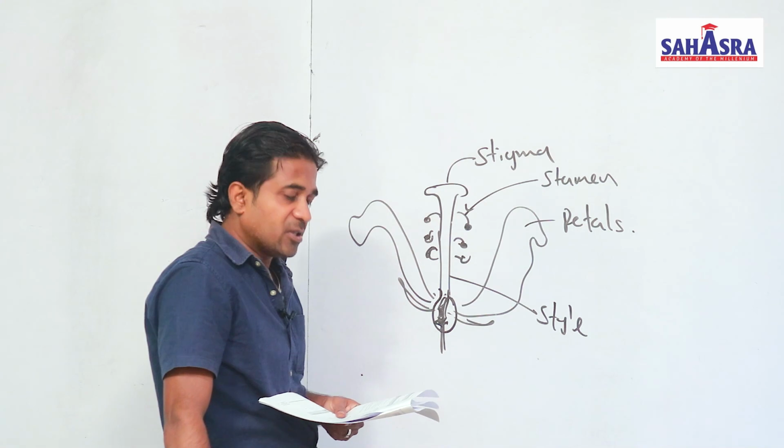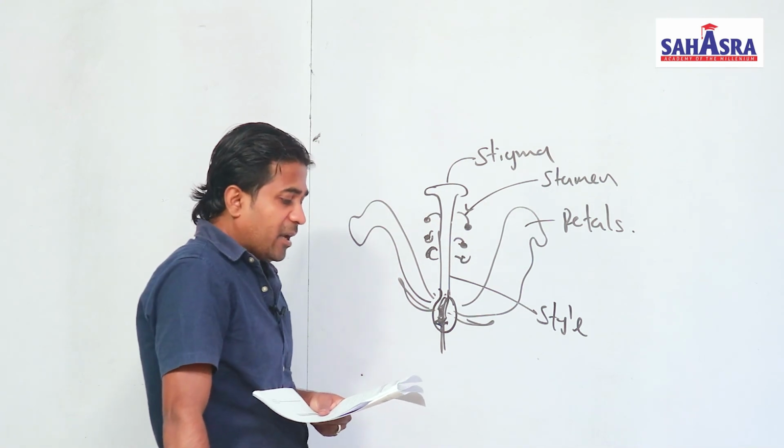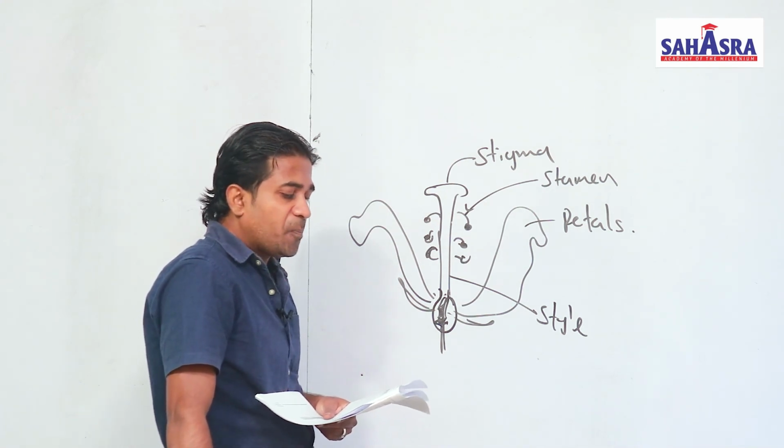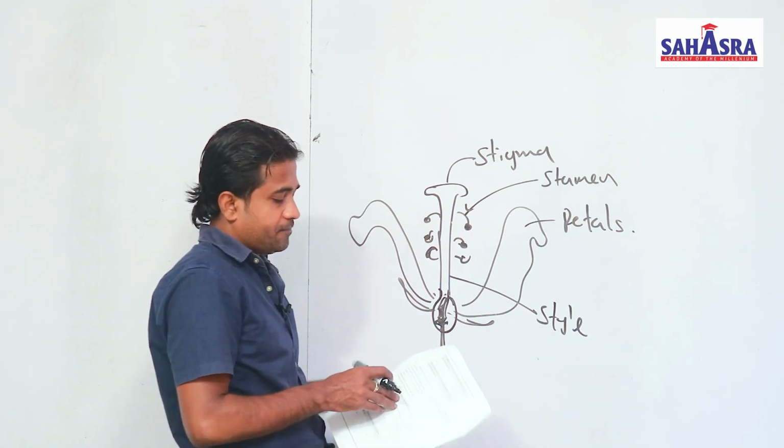Very simple process. I think everybody knows that. Tick one box to show which plant is most likely to be pollinated by insects.